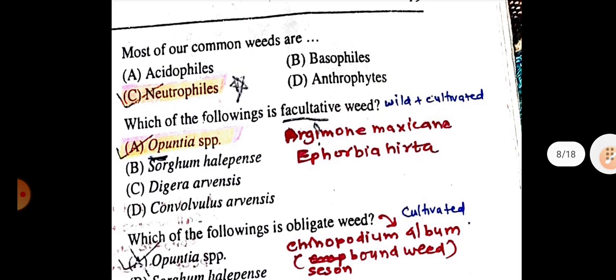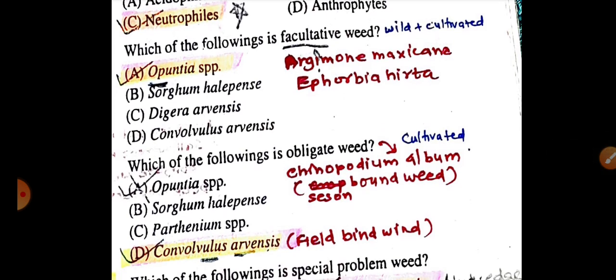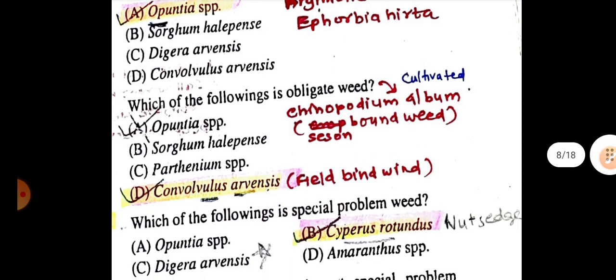The common weeds are neutrophiles. Which of the following is a facultative weed? Facultative weeds are weeds which are found in wild plus cultivated form. Example, Argemone mexicana, Euphorbia hirta and Opuntia species.